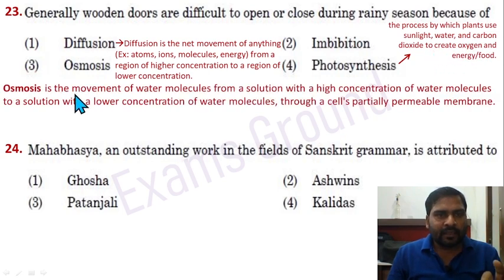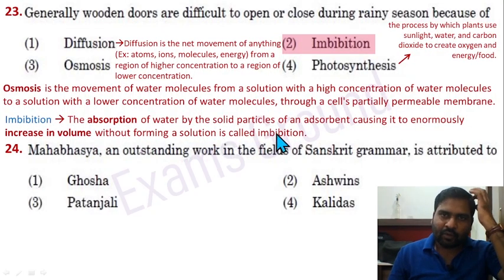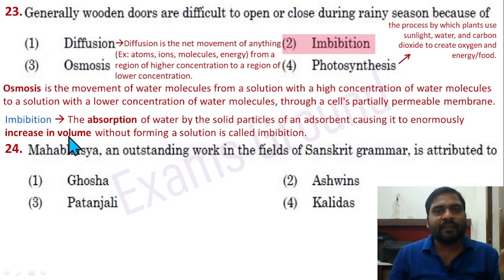Osmosis is the movement of water molecules from a solution with a high concentration of water molecules to a solution with a lower concentration of water molecules through a cell's partially permeable membrane. Imbibition is the absorption of water by solid particles of an adsorbent, causing it to enormously increase in volume without forming a solution. So option 2 is correct here. Due to this, the volume of the wooden door is increased and it is difficult to open it.